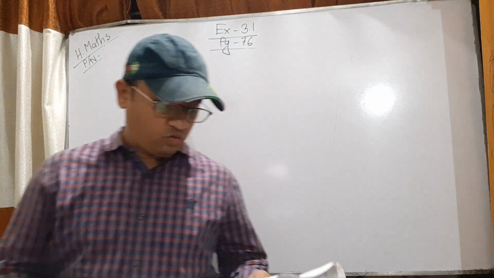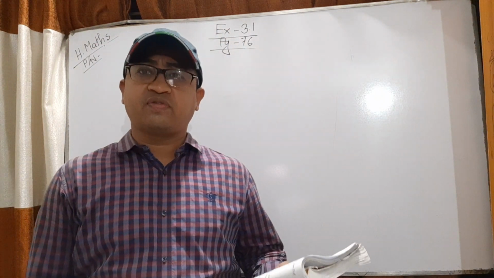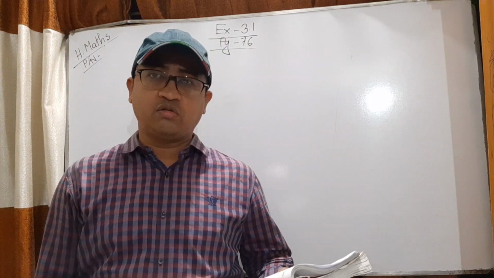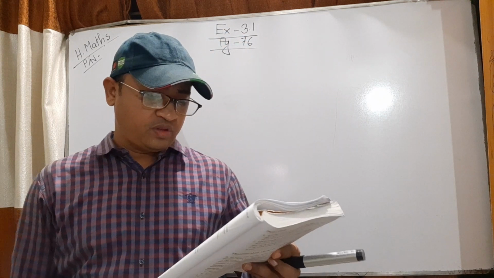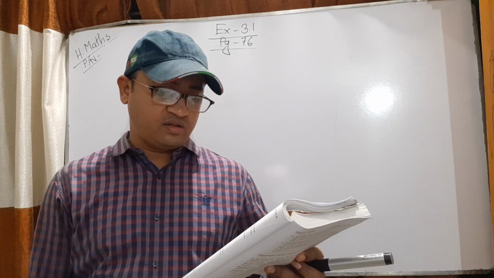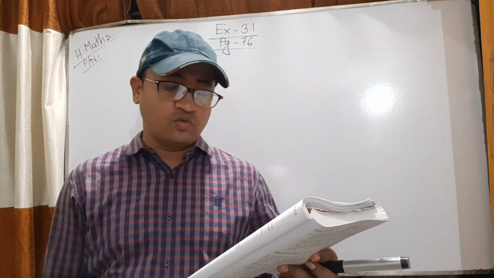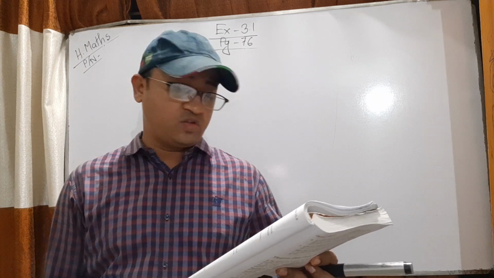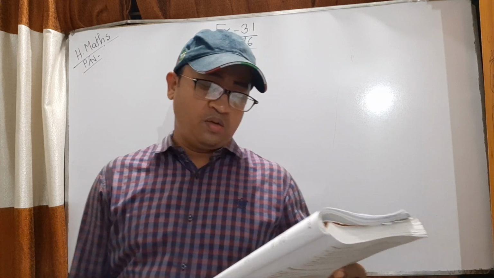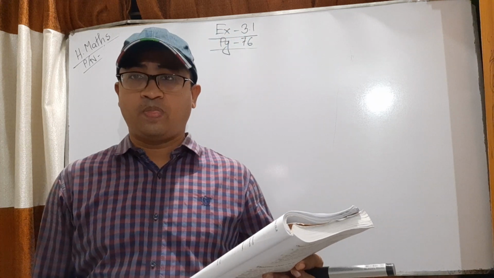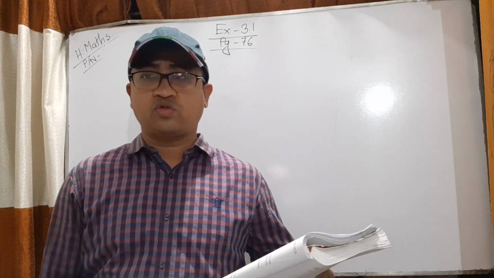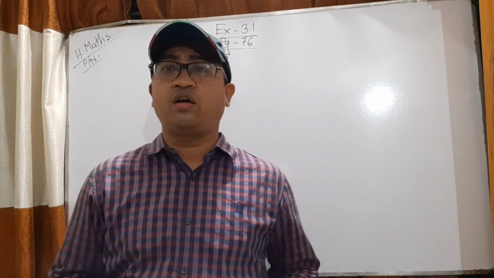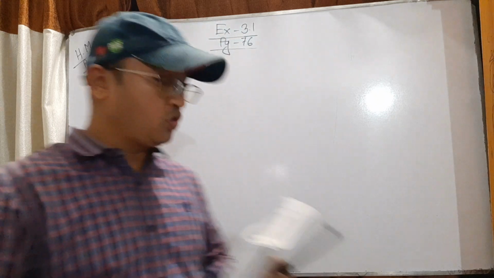So now, students, I will discuss question number 5. All of you just look at your book. Question number 5: In triangle ABC, the side BC is trisected at the points P and Q. Prove that AB square plus AC square equals AP square plus AQ square plus 4PQ square. Again, I told you that once you understand the theorem, at first you should draw the proper figure.